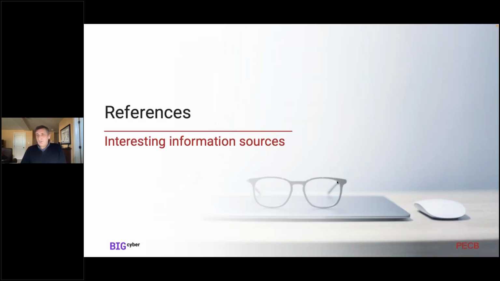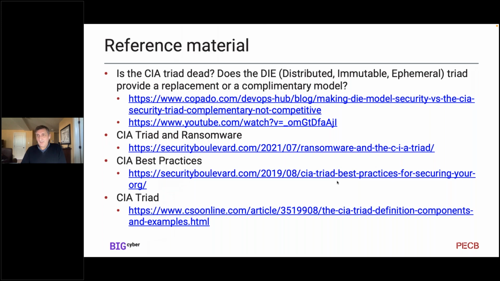I popped a few information sources here at the end of the slideshow. I just want to talk through a couple of these. I mentioned this earlier on.